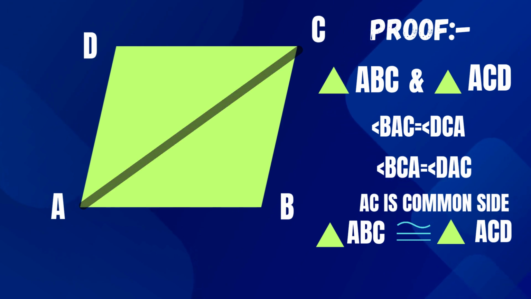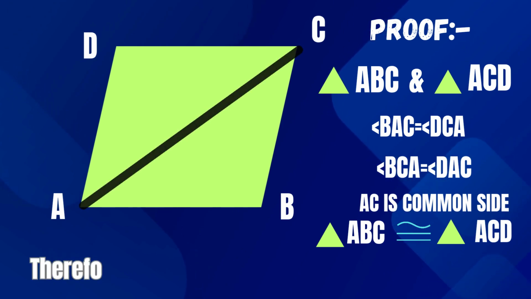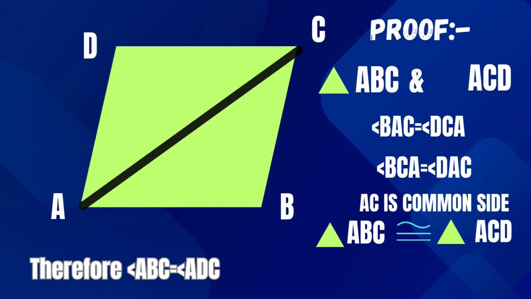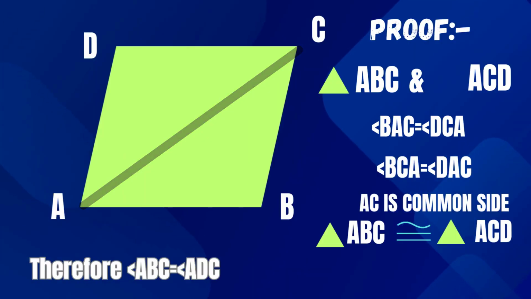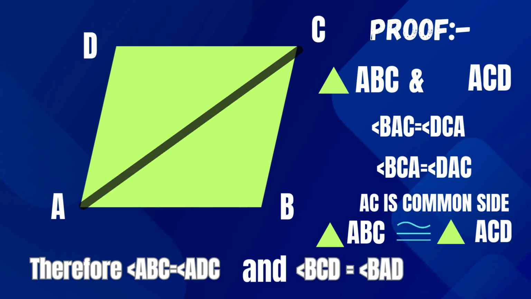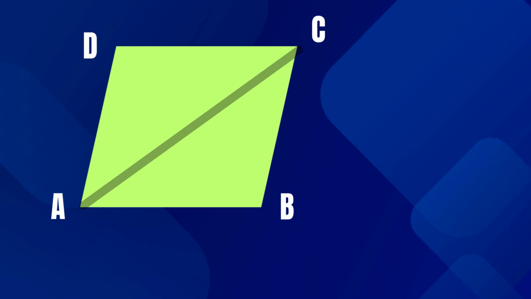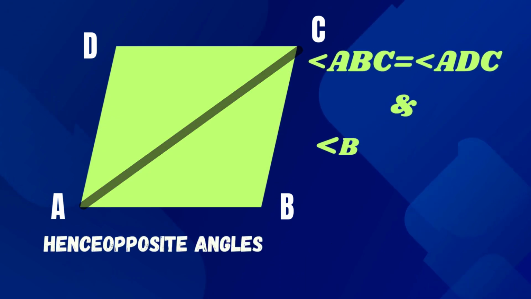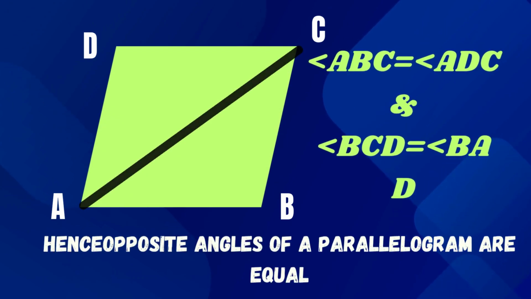Since the triangles are congruent, angle ABC equals angle ADC. Similarly, if we join BD, we can show that angle BCD equals angle BAD. Hence, the opposite angles of a parallelogram are equal. This is parallelogram theorem 2.